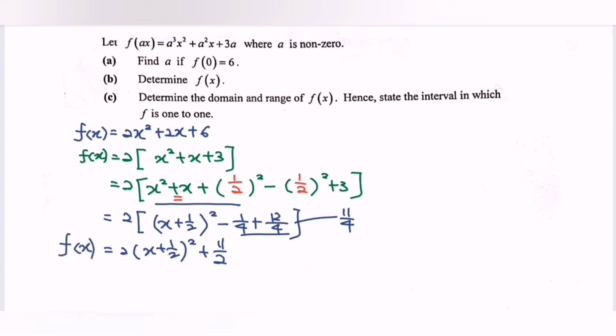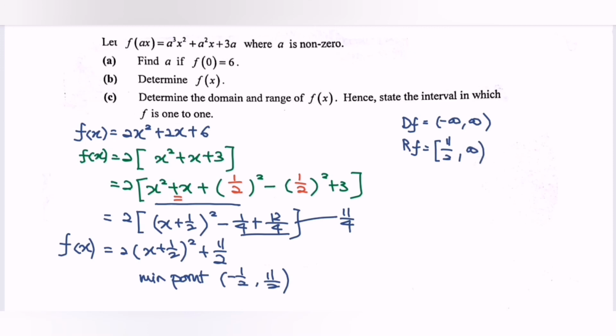Based on the standard form, we will obtain the minimum point because the value of a, which is 2, is greater than 0. So the minimum point would be (negative 1 over 2, 11 over 2). Based on the situation, we can determine the domain and range for f(x). Since it is a quadratic equation, the domain for the function f(x) will be equal to the real numbers. And the range, we have to base on the minimum point. So here we will have the interval [11 over 2, positive infinity). So that is the situation for domain and range for the function f(x).